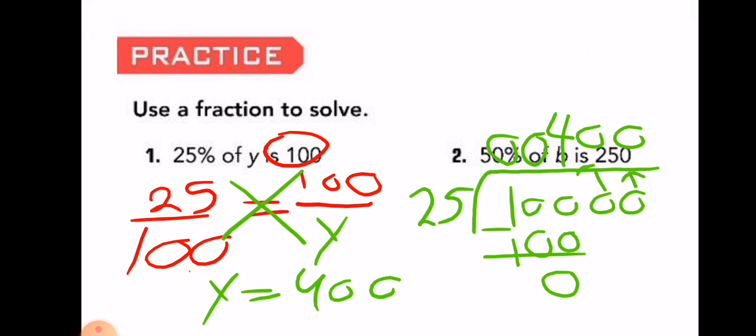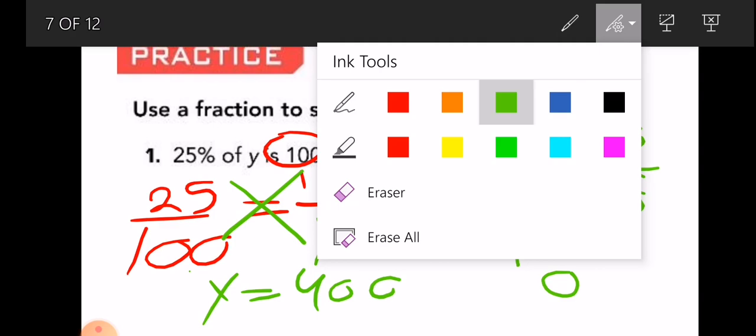Okay. Here why did they tell you to use the fraction? Because we use the fraction form, which is 25 over 100 equals 100 over y. So this word will not change anything for you. Okay. Let's see another one. Question number 2.